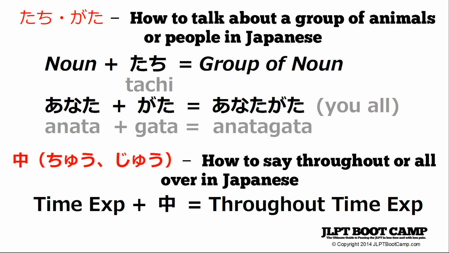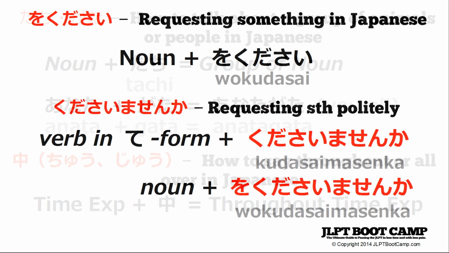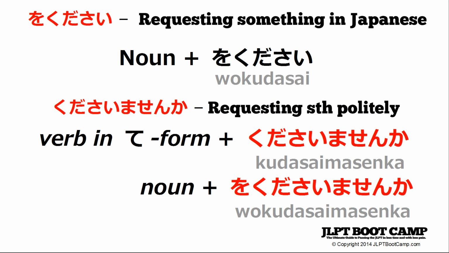And then we practiced chuu and ju. This is how to say throughout or all over, some kind of time expression, all night, all year, all day. And making casual requests, noun plus o kudasai, and more polite request, kudasaimasenka. So verb and te form plus kudasaimasenka, or noun plus o kudasaimasenka.